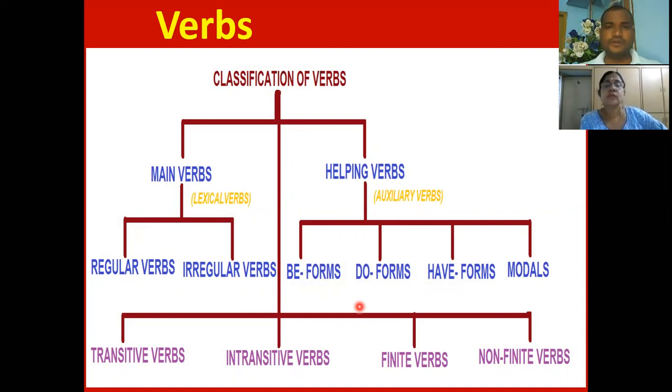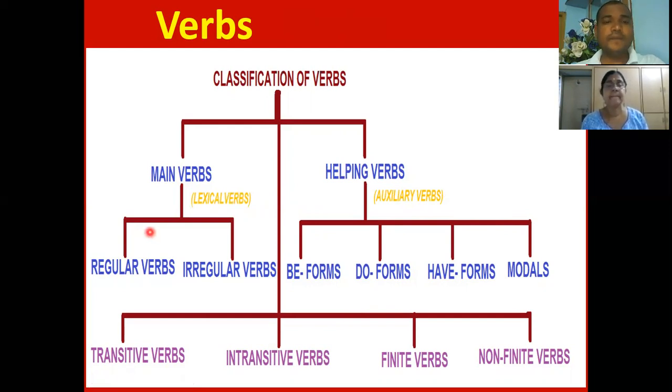Now, classification of verb. Verb is generally classified into two types: main verbs and helping verbs. Main verbs are also known as lexical verbs and helping verbs are also known as auxiliary verbs. Now let us talk about main verbs a little deeper.